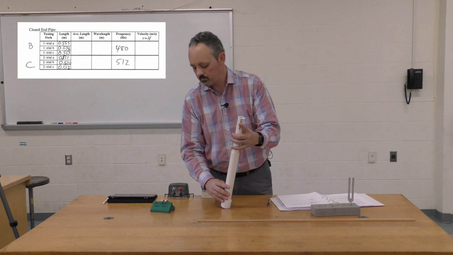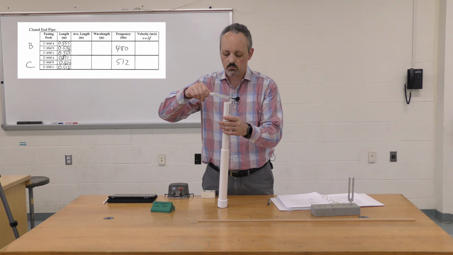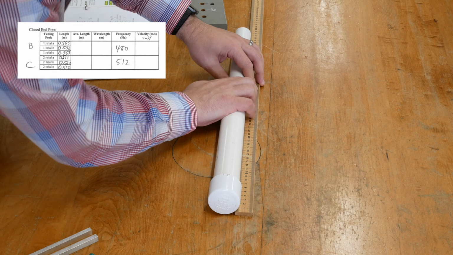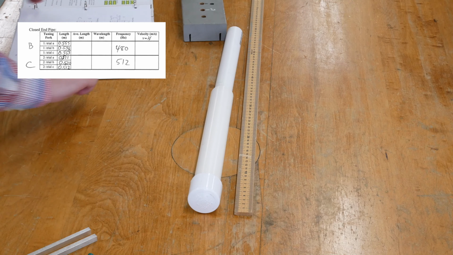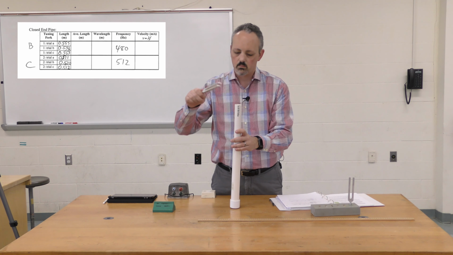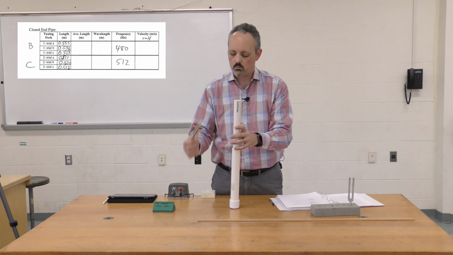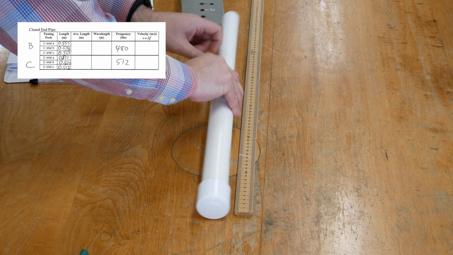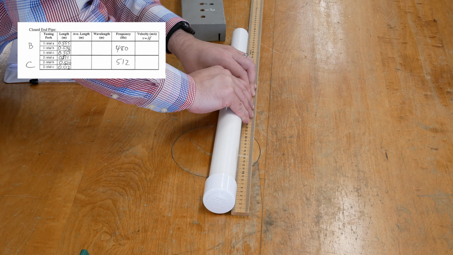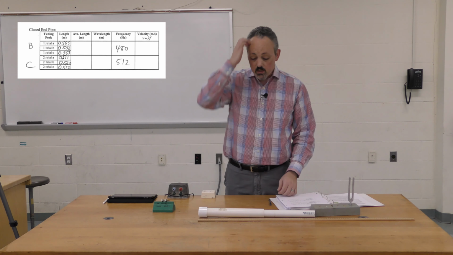Okay, let's do it a second time. 55.6. This time I'm 55.3. Okay, 0.553. So find the average length of that.